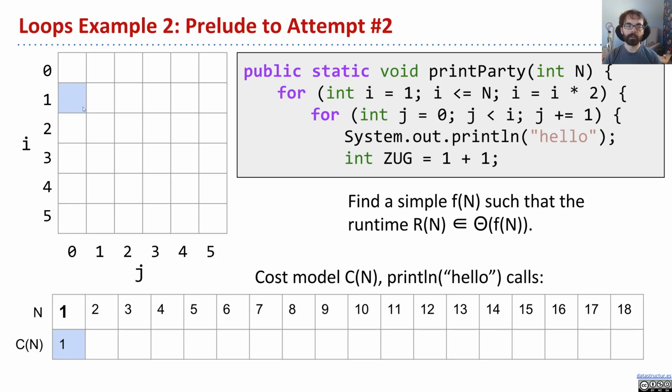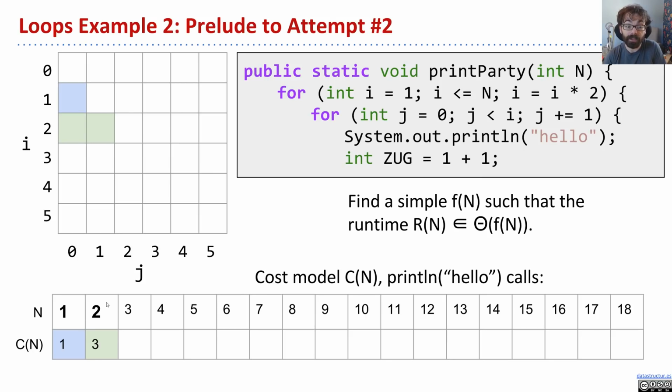Okay. How about when n is 2? Well, in that case, i is going to take on 2 different values: 1, and then it'll double to reach 2. When i is 2, j will start off at 0, and then it will go to 1, and so forth. And so we'll end up with a total of 3 print statements. We get i equals 1, j equals 0; i equals 2, j equals 0; and i equals 2, j equals 1. Those are the 3 print statements that occur for n equals 2.